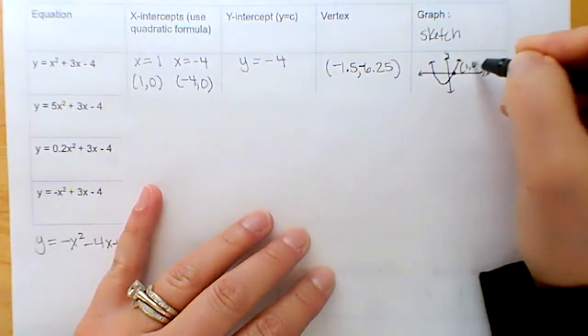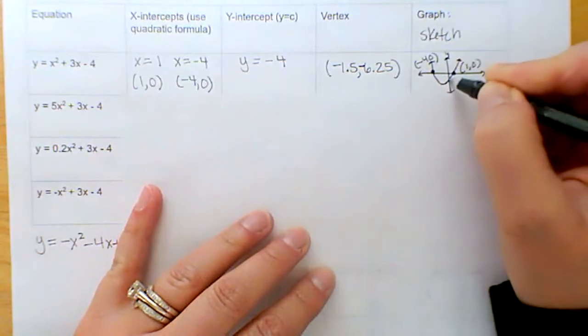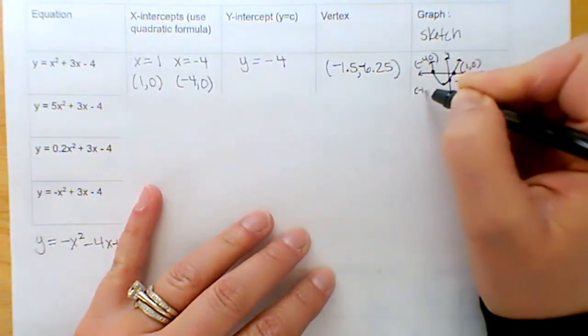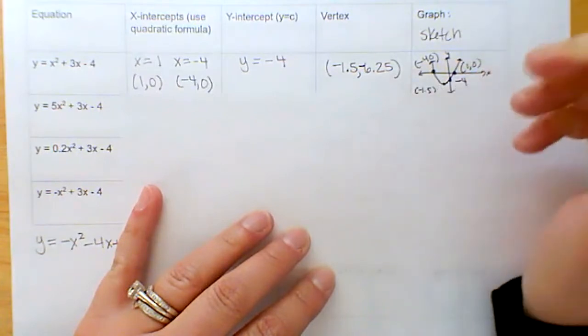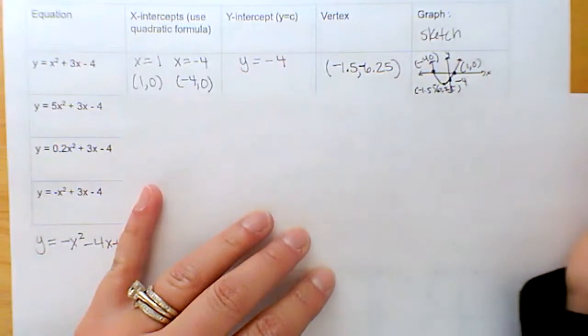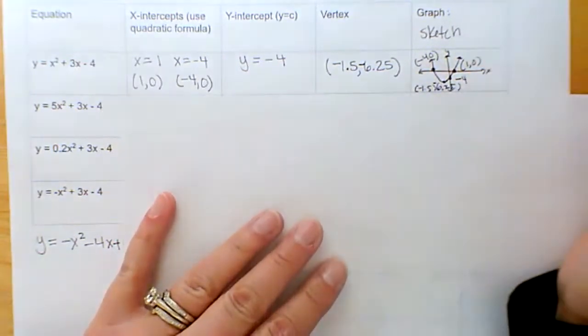You could just label everything 1, 0, -4, 0, -4, and then we can just put -1.5 and 6, -6.25. So you can just go through and label everything. A little messy, but you know what? I only gave you a little box to do it.